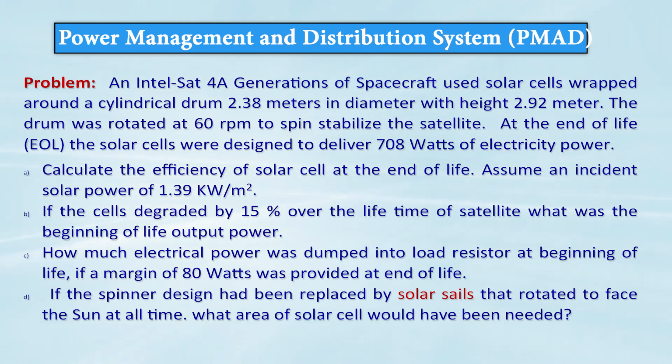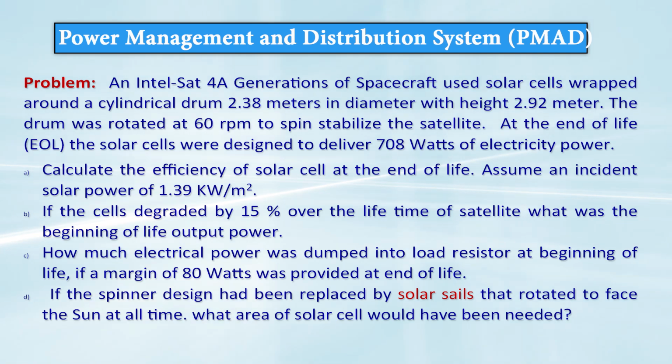So, the problem says Intelsat 4A generation of spacecraft used solar cells wrapped around a cylindrical drum of 2.38 meter in diameter with the height 2.9 meter. The drum was rotated at 60 rpm to spin stabilize the satellite, and at the end of life, which is abbreviated as EOL, the solar cells were designed to deliver 708 watts of electric power.